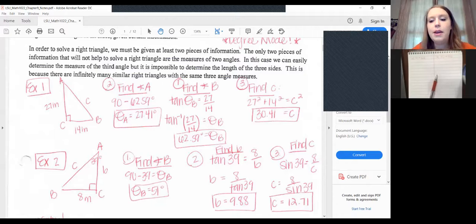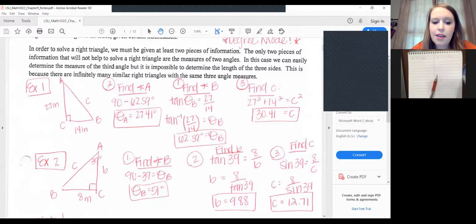Then once you have angle B, you can find angle A by just subtracting it from 90 degrees, because all 3 angles have to add up to 180 and this is a right triangle. So then you can find angle A. Once you have your 2 angles, you could use Pythagorean theorem to find your third side length. So it just depends on what they give you.